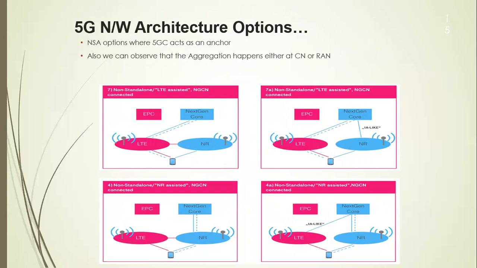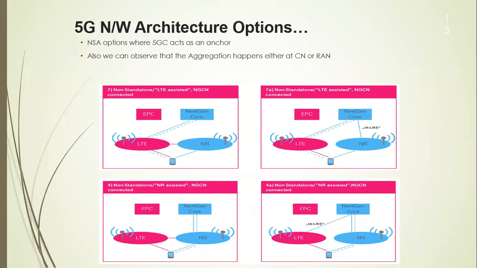Here, these are the options 7, 7A, 4 and 4A. Here we abandon the EPC. We will introduce the 5G core, which is able to communicate with the LTE E node B and maintains EPS bearers with the LTE E node B for both signaling and data. And the LTE E node B will have an interface with the G node B. Here the 5G core will not have any interface with the G node B. It means it will not communicate directly with the G node B. All the communications will happen at the RAN level, that is at the E node B. As usual, UE will have two RRC connections, but the signaling happens only on the LTE side.